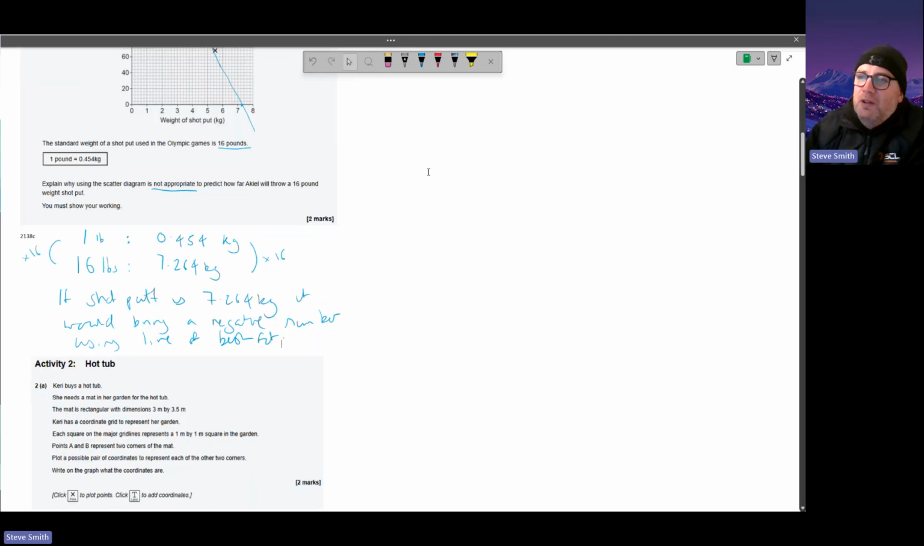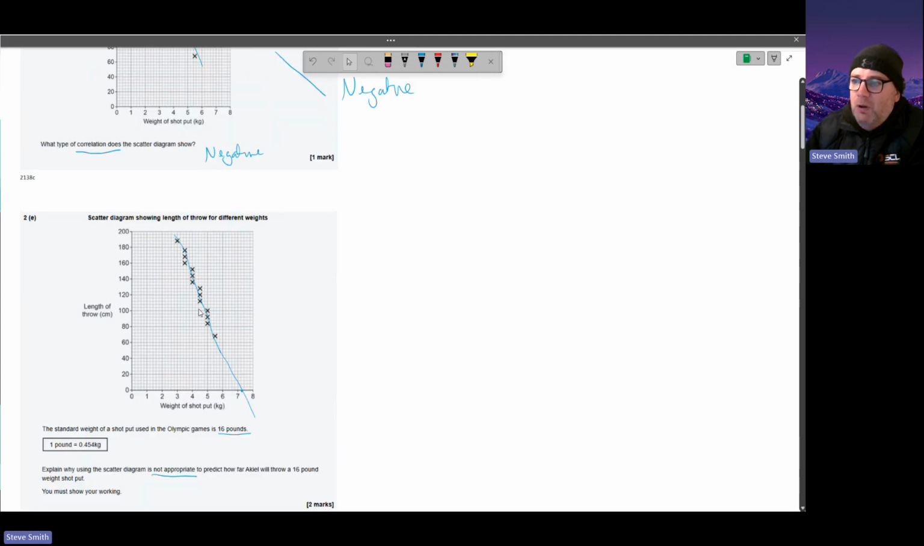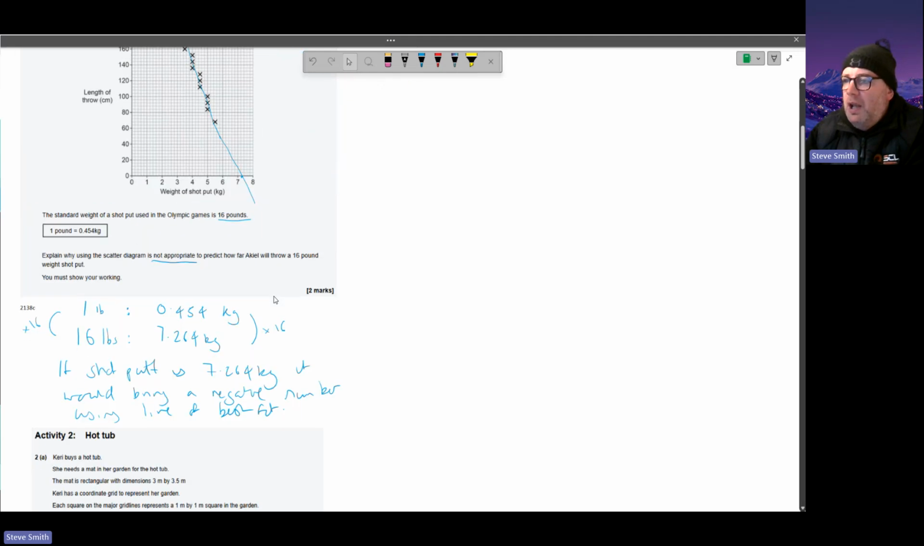So we can see that if we convert it from pounds to kilograms and use that line of best fit, it would show us we're having a negative impact. It'd be throwing it backwards, or at least zero, because that line of best fit's a bit ropey. We could have made it a bit more accurate, and it'd have been going down here somewhere. So let's move to the next question.